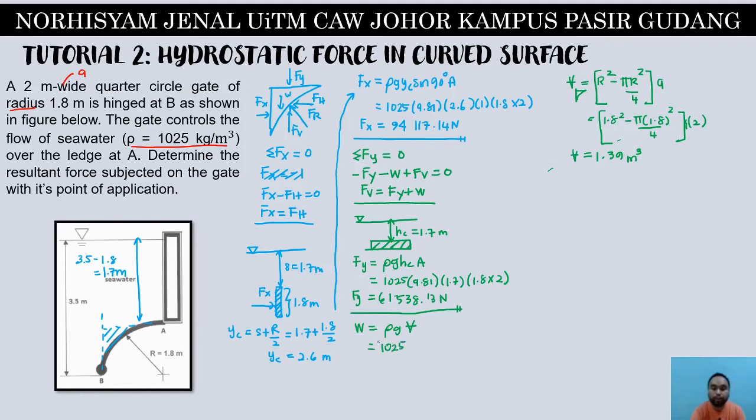Putting back the numbers here, we'll get 1025 times 9.81 times 1.39. So W should equal to 13,983.03 Newton. So this will be for W.